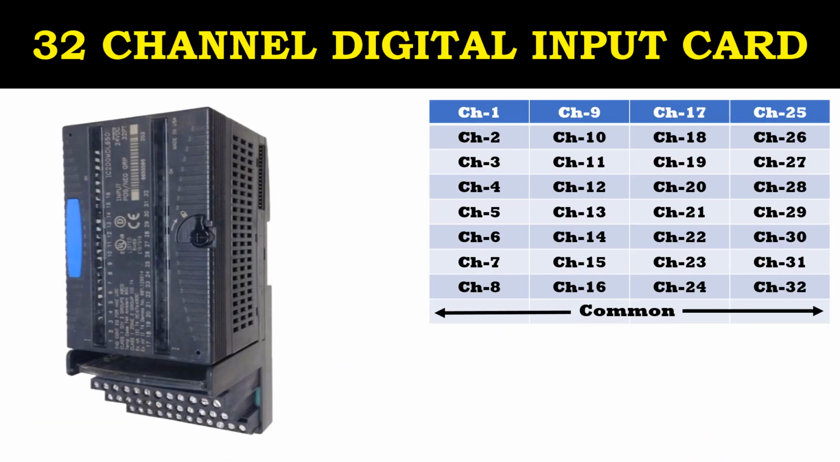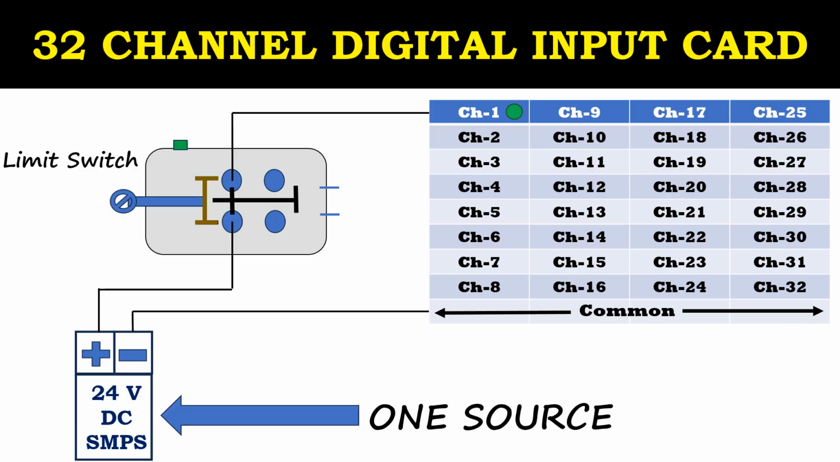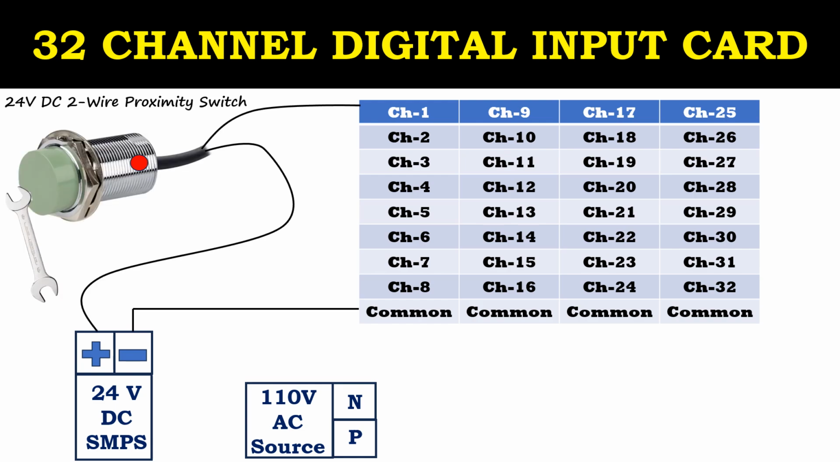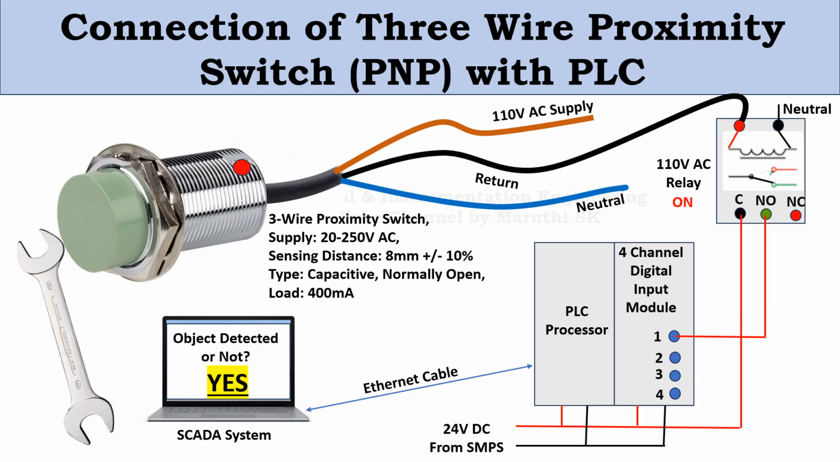Now, we may think that only one common can be given for all 32 channels, but why have they divided 32 channels into 4 groups with 4 common terminals? If we have a single common terminal for all 32 channels, supply needs to be provided from only one source. If we have 4 groups of channels with 4 common points, supply can be fed to the module from various sources. For example, a 24 V DC 2-wire proximity switch can be connected to this module like this. Similarly, for the same module, we can connect a 110 volt AC 2-wire proximity switch like this. This becomes the advantage of this type of module. If you want to know about proximity switches, I have given the link in the description box.